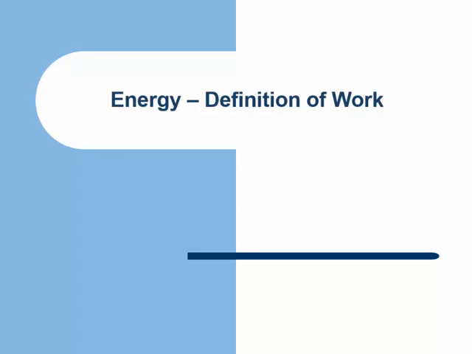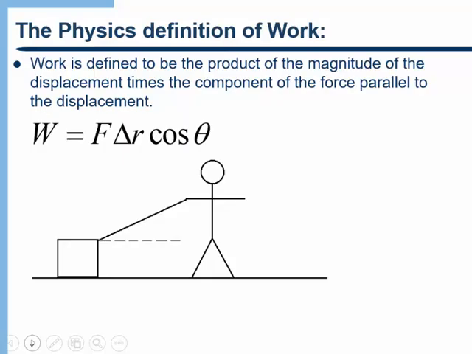In this video, we're going to continue discussing energy and specifically define what we mean by work. In our previous video, we said that if an object has energy, it has the ability to do work, and therefore we need to define the concept. Here's the physics definition of work.